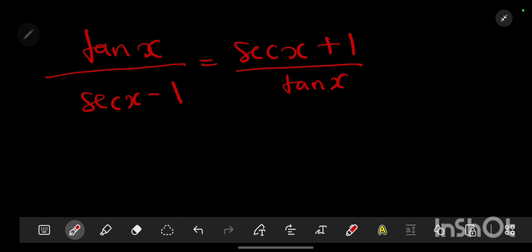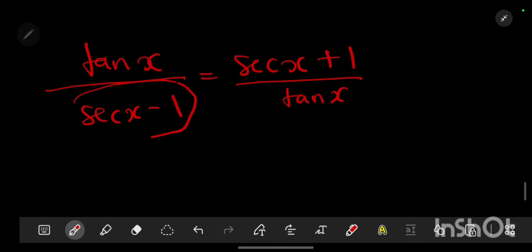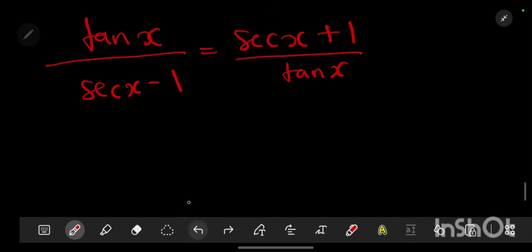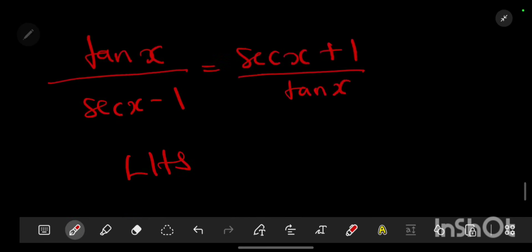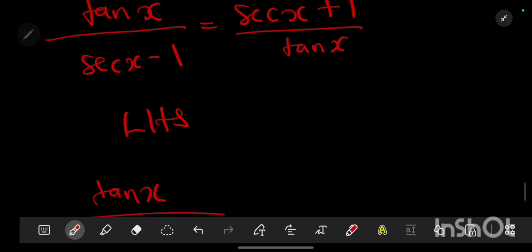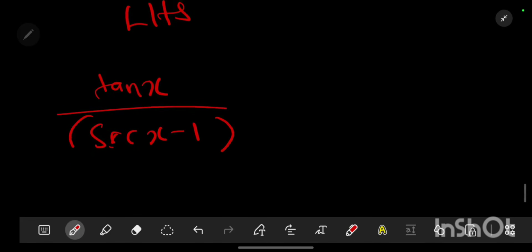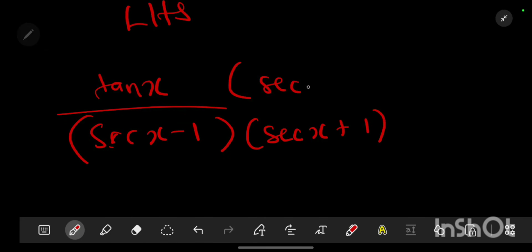Let's look at this one. Picking the one with a minus at the denominator, we're going to say the left hand side. So it will be tan of x over sec x minus 1. Now the only way you can produce a tan is if this is squared. Remember the identity. So what we are going to do is introduce the conjugate, so it will be sec x plus 1, even here, sec x plus 1, like that.